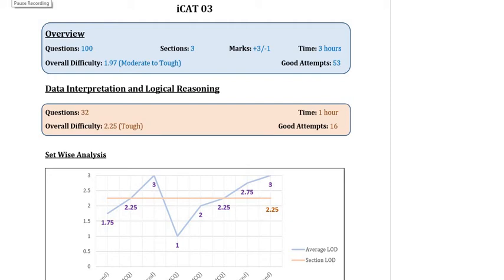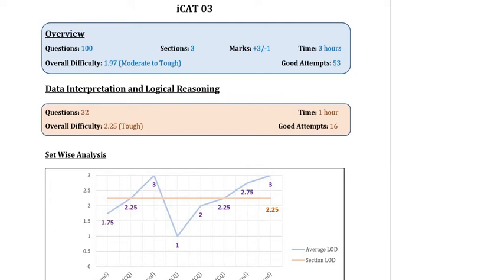Hello and welcome to part 2 of our analysis of iCAT03. iCAT3 was the final proctored mock in this year's All India National Level CAT Test Series for CAT 18. With iCAT3, we finally enter into the last 2-3 mocks for this season.